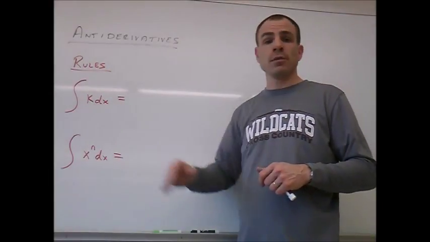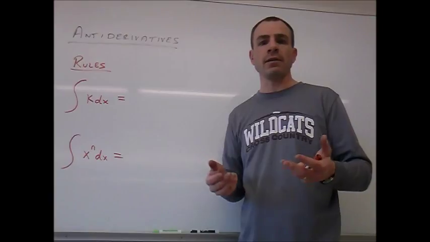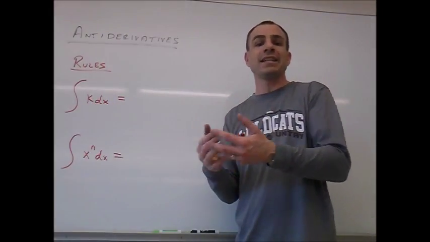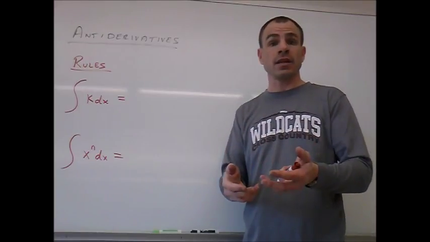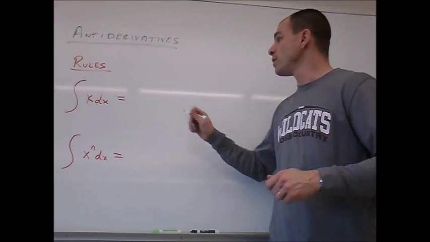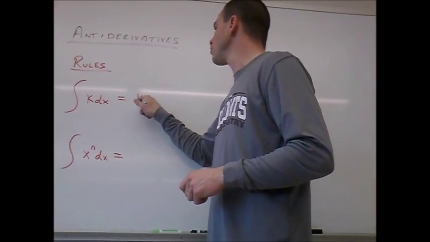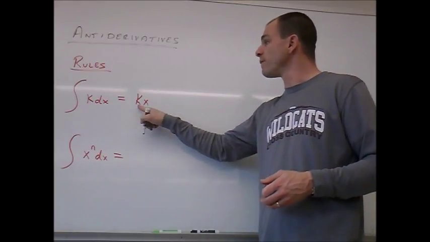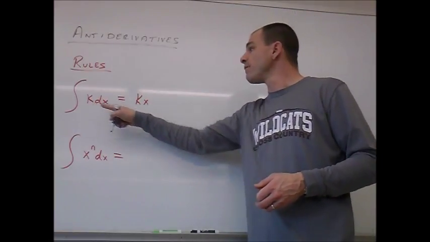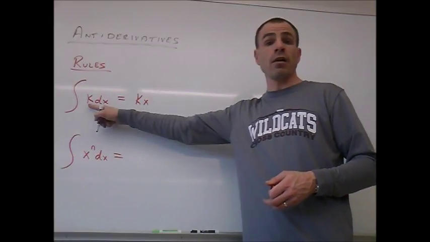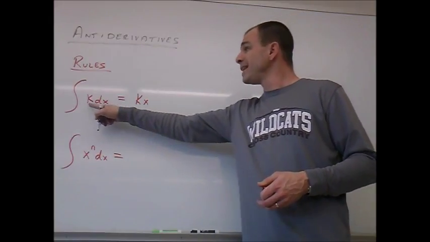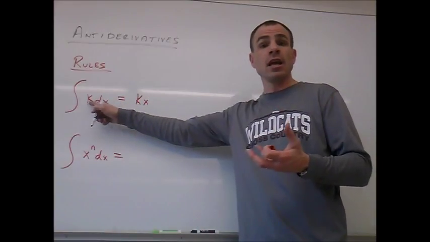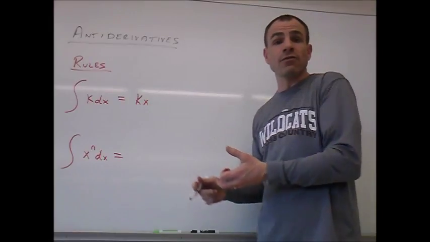So the first one we just did in the previous video. Let's say that we just have a constant k. All right, this is 5, this is 12, this is pi, this is whatever, okay? What's the antiderivative of a constant? All right, based off of the previous video, we know that all we're going to do is just have k times x, okay? Because the derivative of kx, the derivative of 5x, would be 5. The derivative of 12x would be 12. The derivative of the opposite of x would be -1.